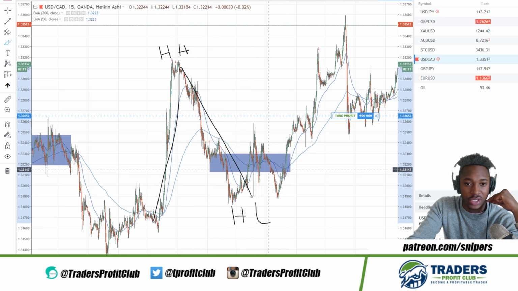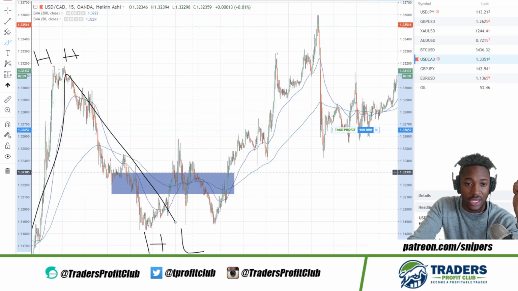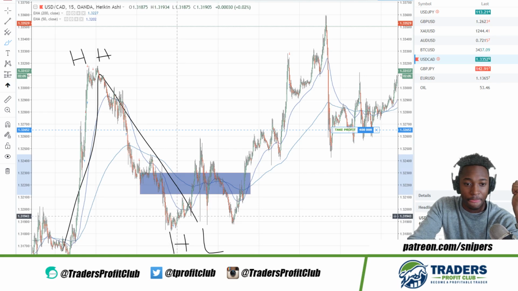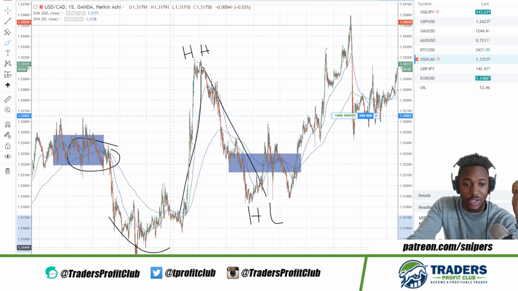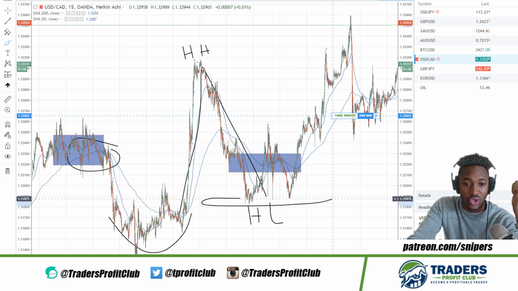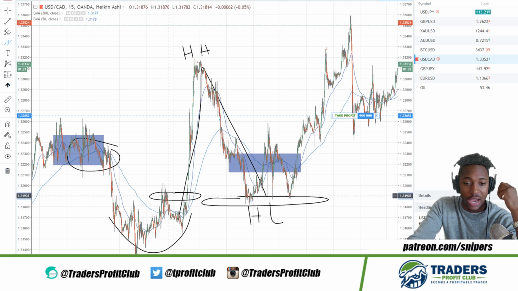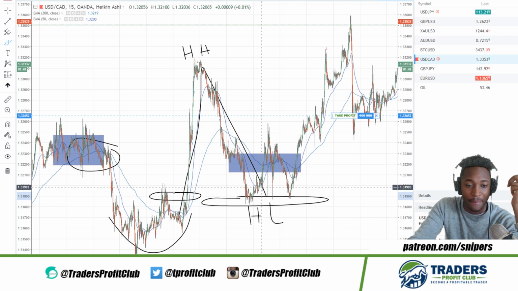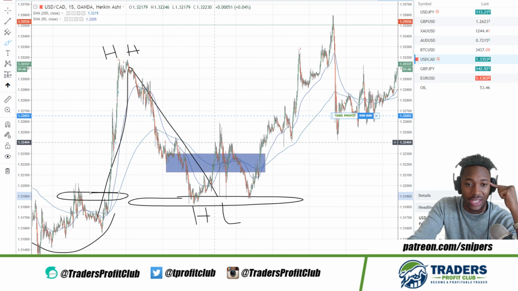I see confirmation. I see 3 confirmations. I see it test previous structure. I see it not break this previous peak formation, and now I see it having structure at this previous high resistance, right? Because now resistance is now support. So now I'm looking for a buy position. So then I look for the second leg, right?